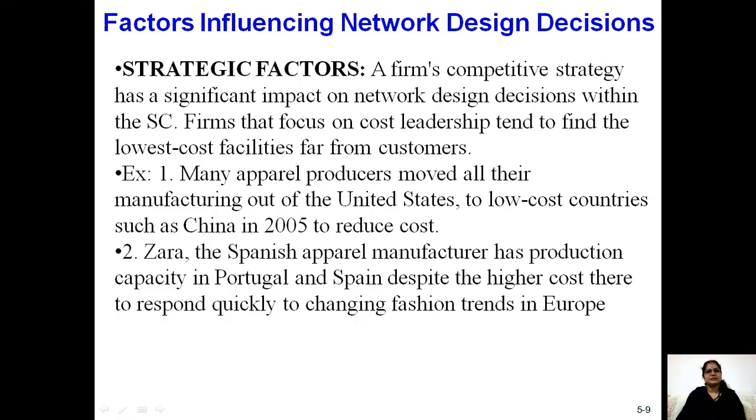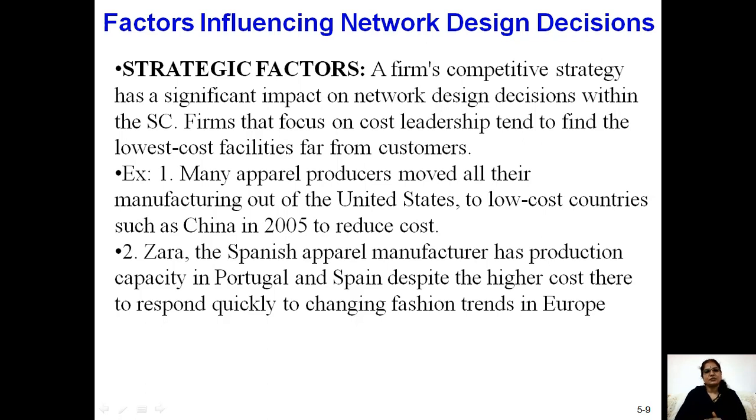Let us see now the factors influencing network design decisions one by one. First, strategic factors. As I already mentioned, competitive strategy refers to a set of customer needs which a firm claims to satisfy through its products and services. A firm's competitive strategy has a significant impact on network design decisions. Firms that focus on cost leadership, such firms are called cost leaders, capture the market by keeping the cost of their products low.